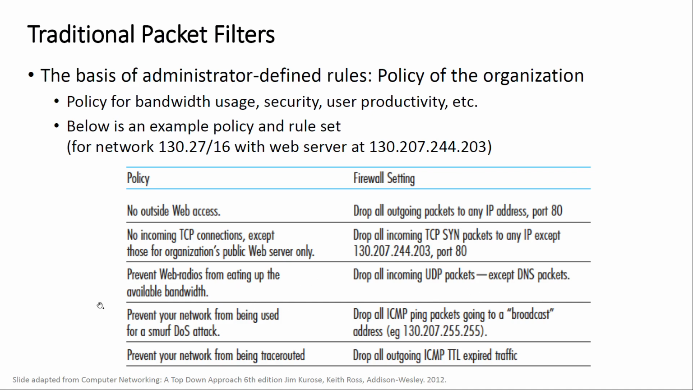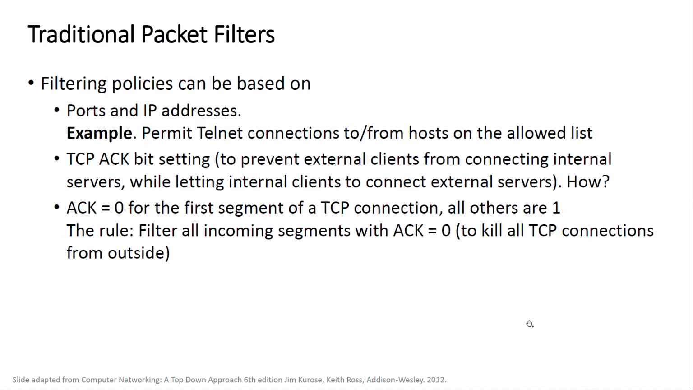If you want to prevent web radios from eating up the available bandwidth, you can drop all incoming UDP packets except DNS packets. If your policy is to prevent your network from being used for a Smurf denial of service attack, drop all ICMP ping packets going to a broadcast address, which is this one. Or if your policy is to prevent your network from being trace routed, drop all outgoing ICMP TTL expired traffic, which is short for time to live, which we already mentioned in our previous lectures.